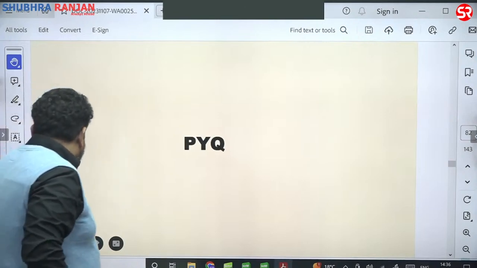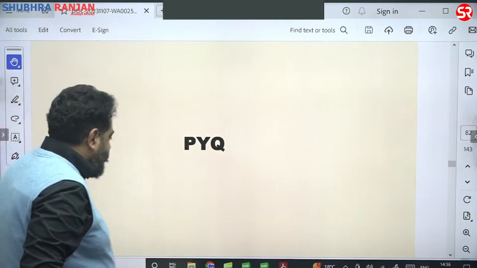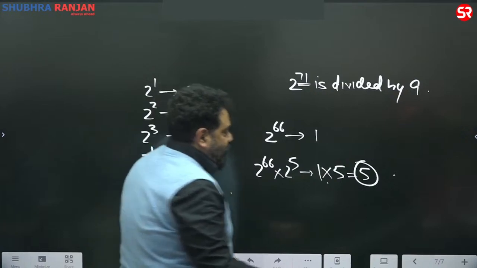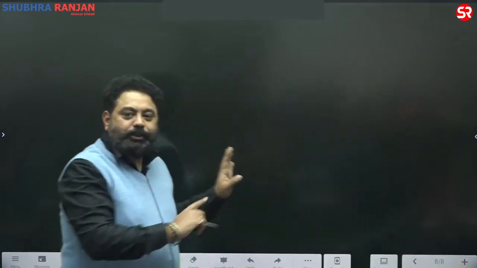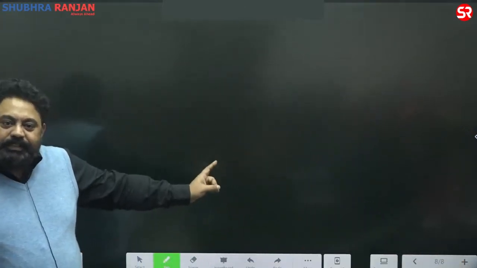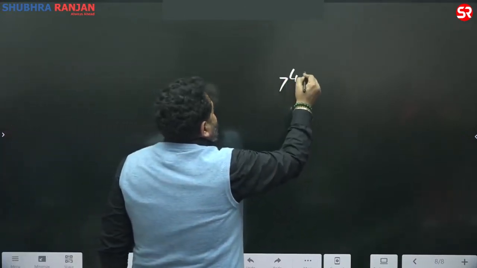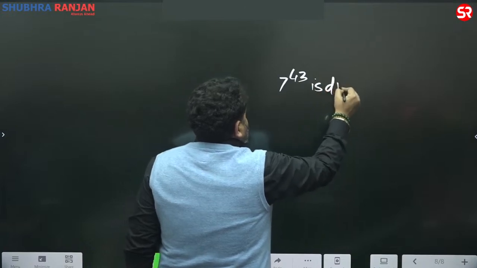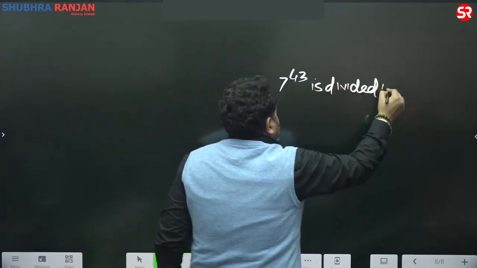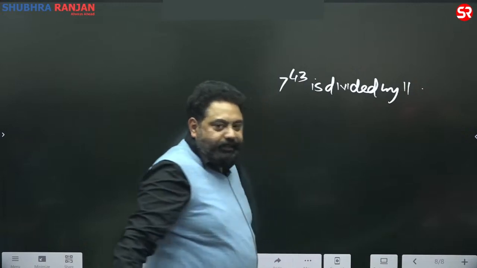You people note down the next question, rather, the question that is going to come. Chalo. You solve this question, you are sorted. You give me the answer to this question, you are sorted. 7 to the power 43 is divided by 11. Find the remainder.